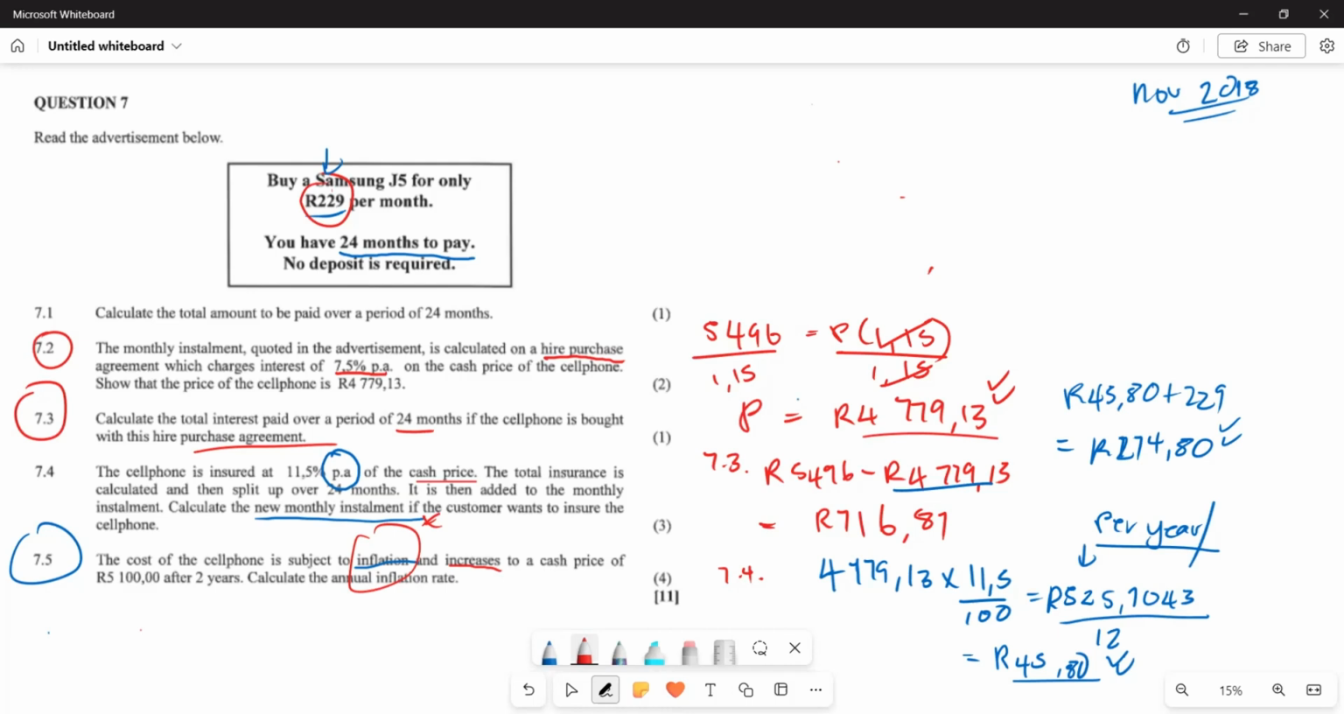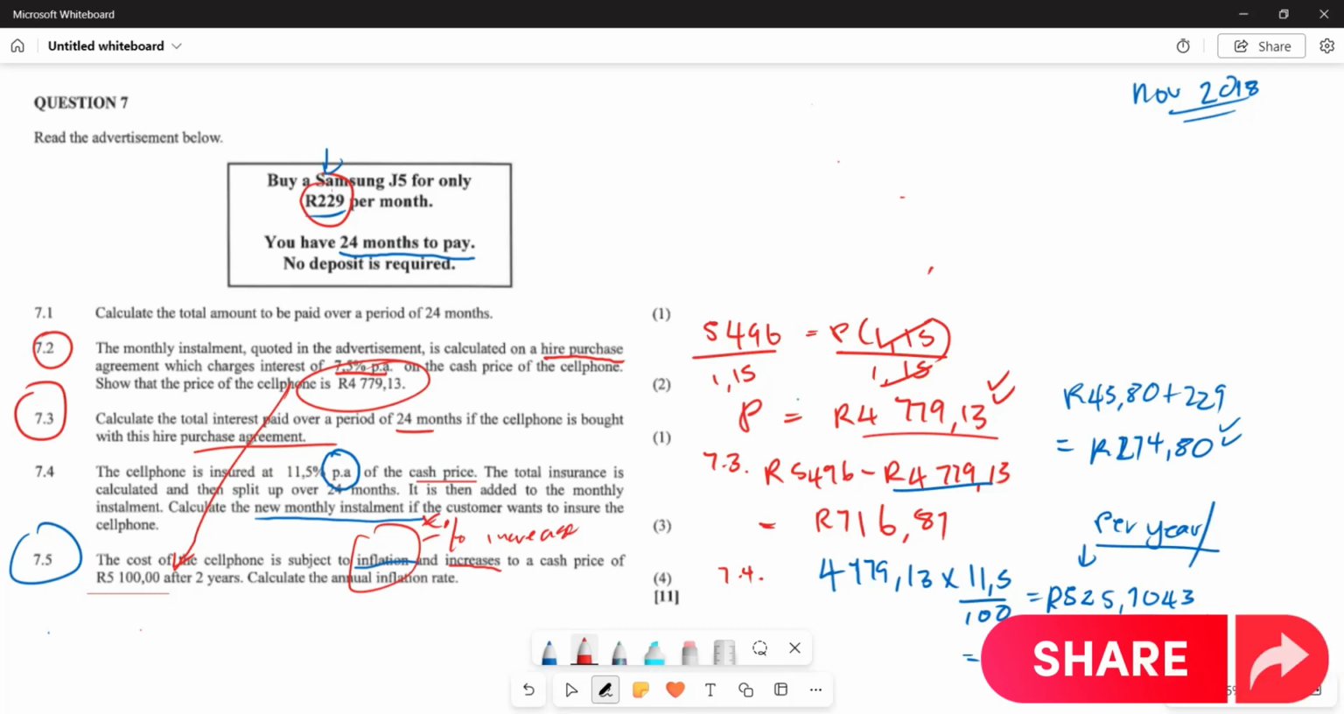Now, what do they want you to do? Already they are telling you that it is increased to 5,100 after 2 years. Calculate the annual inflation. So basically they're saying the older value is increased to this value due to inflation over the 2 years. Now they want us to calculate the percentage increase, what was the percentage increase that made this 4,779.13 increase to 5,100?